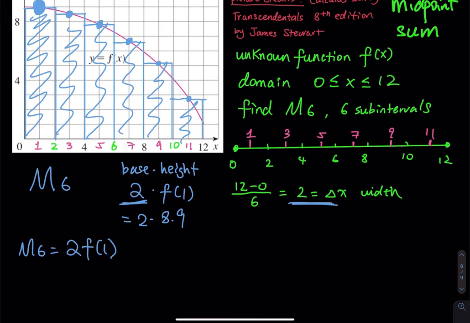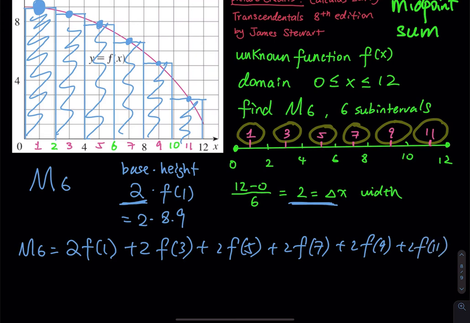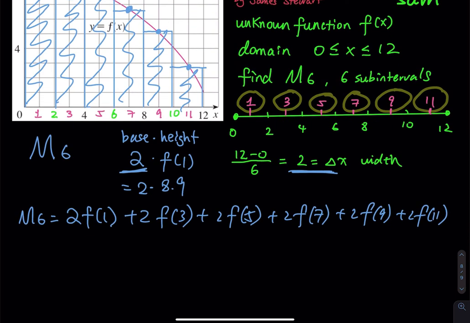So what numbers do you have to use? We have to use the 1, the 3, the 5, the 7, the 9, and the 11. So those 6 midpoints. We already used the 1, and then 2 times f of 3, 2 times f of 5, 2 times f of 7, 2 times f of 9, and then 2 times f of 11. That's it. And then when x is equal to 1, you have to eyeball that.